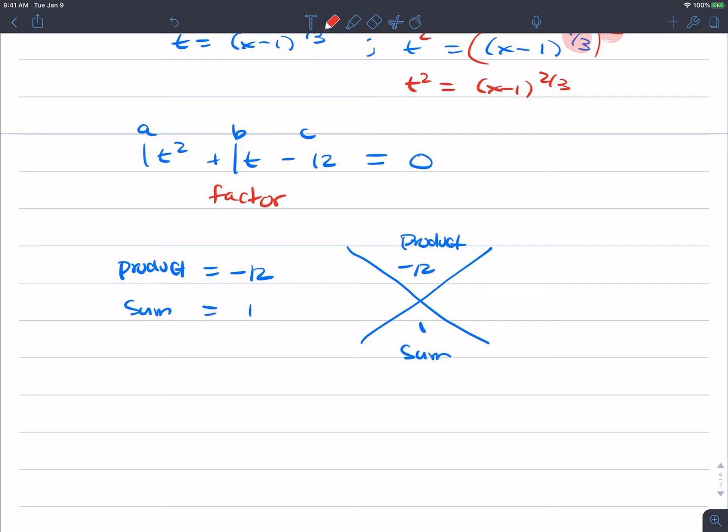Now we need two numbers multiplied together is negative 12, but when added is positive 1. Since the product is negative, one number is negative and the other one is positive. So I'll put the negative sign now. So at this point, we're going to try negative 4, positive 3, because when I multiply those two, I get negative 12, and when I add, I don't get a positive 1, like we see here. So we're going to fix this. I'm going to use the opposite. So let's double check. Positive 4 times negative 3 is negative 12, and positive 4 plus negative 3 is positive 1. So these are the answers here.